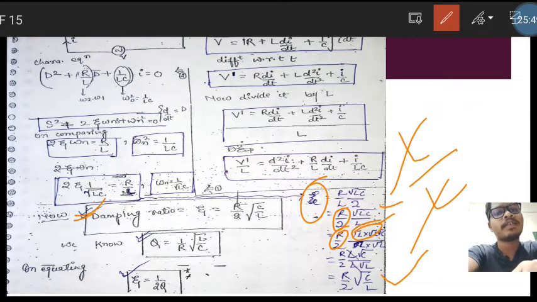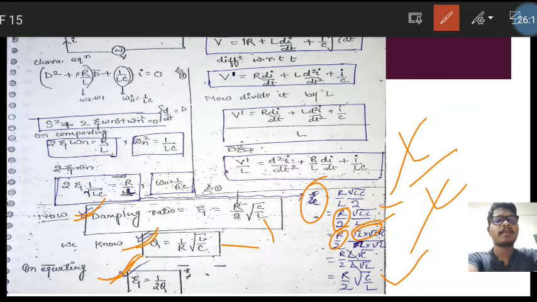Please remember that the damping ratio formula is zeta is equal to R divided by 2 root over of LC, and we know the quality factor is equal to 1 divided by R root over of L divided by C. So after comparing this quality factor equation and the damping ratio equation, we can find the relationship between quality factor and damping ratio, that is zeta damping ratio is equal to 1 divided by quality factor into 2.